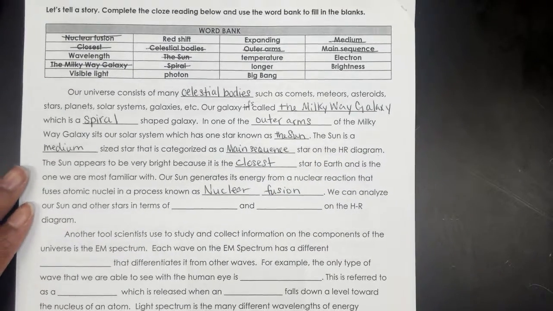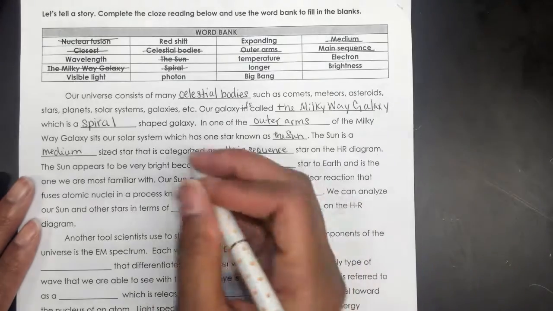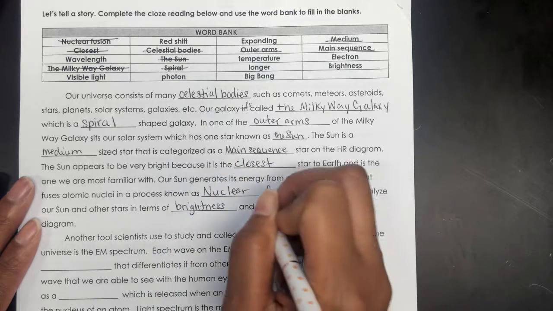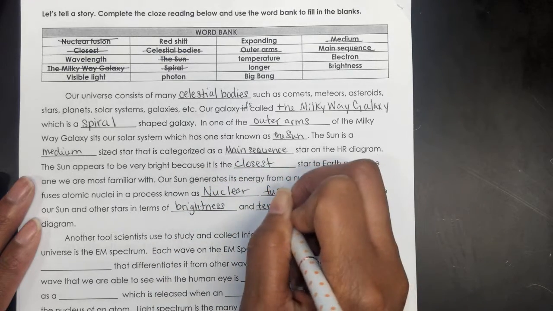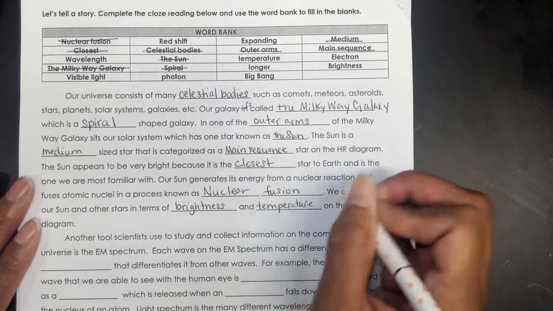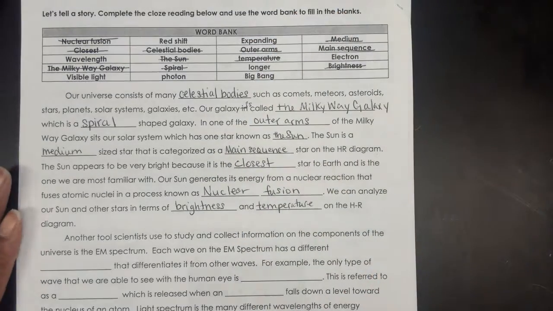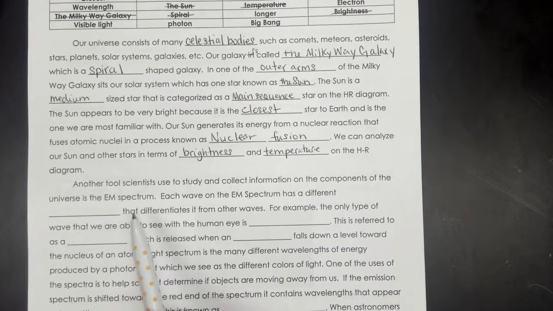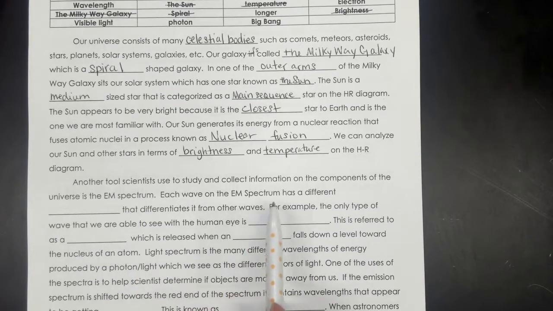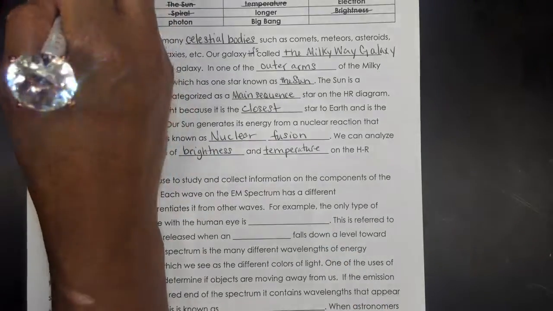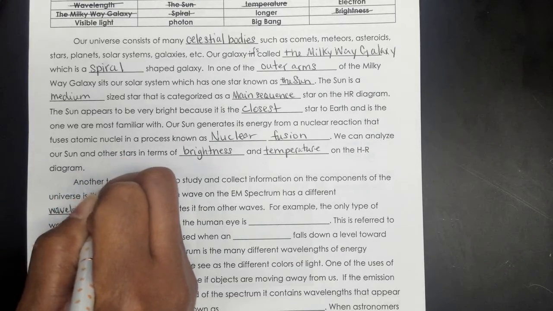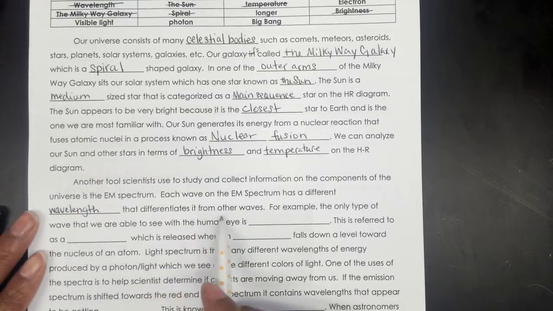We can analyze our Sun and other stars in terms of brightness, or luminosity. Magnitude or luminosity, those are all correct answers. Brightness and temperature on the HR diagram. Another tool scientists use to study and collect information on the components of the universe is the EM spectrum. Each wave on the EM spectrum has a different wavelength that differentiates it from other waves.